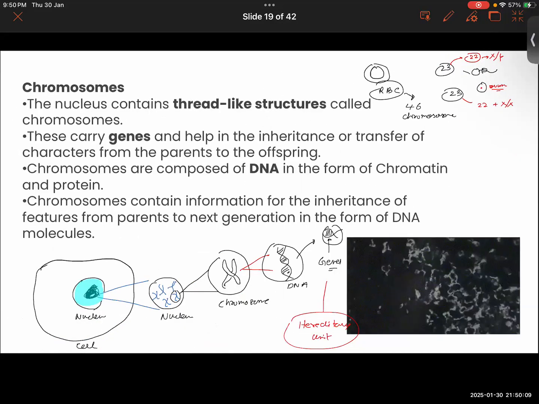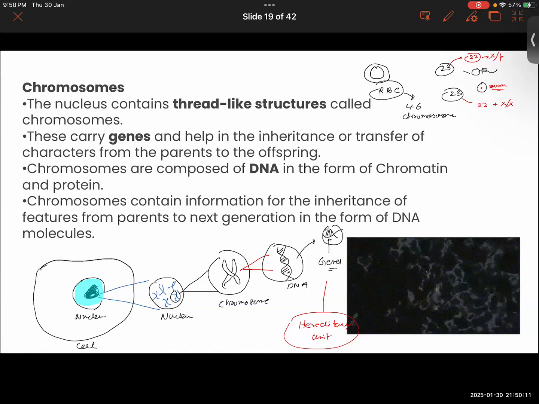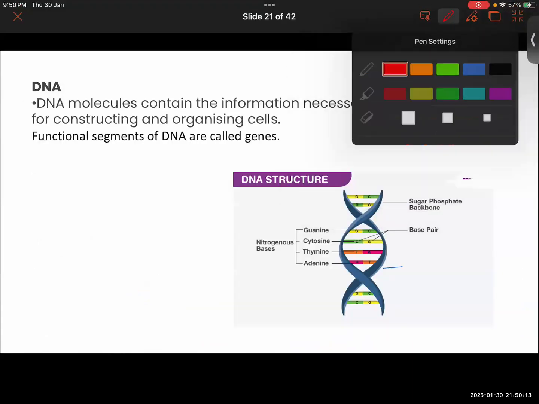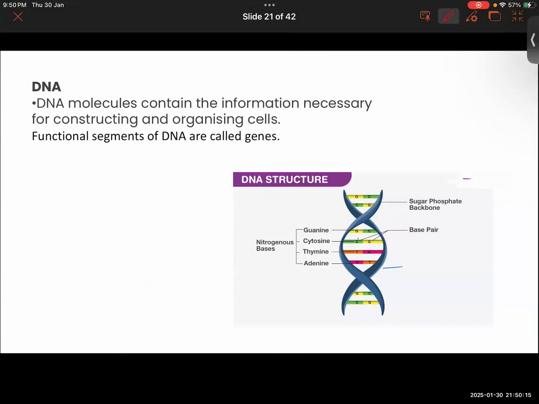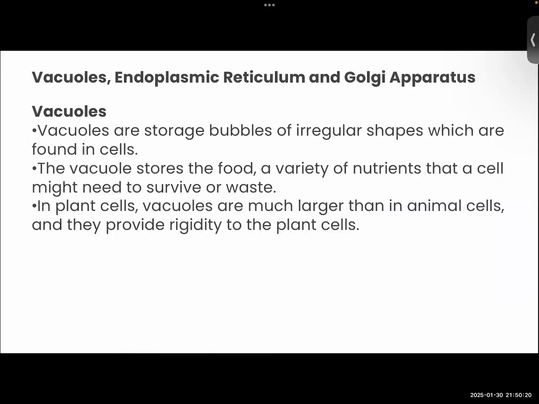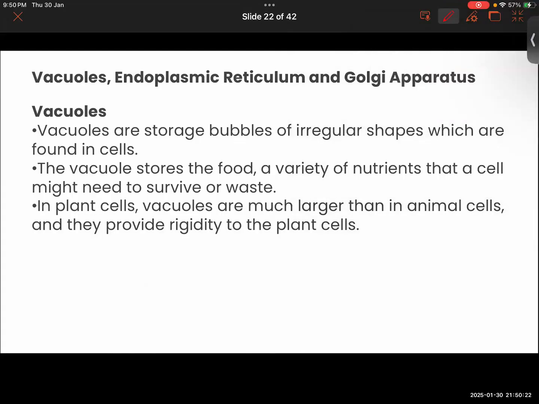Yes, sir. Good. So that was all about the nucleus, and the DNA basically, which contains the necessary information. Next, you have the other structures like the vacuoles. So regarding the nucleus, any questions?